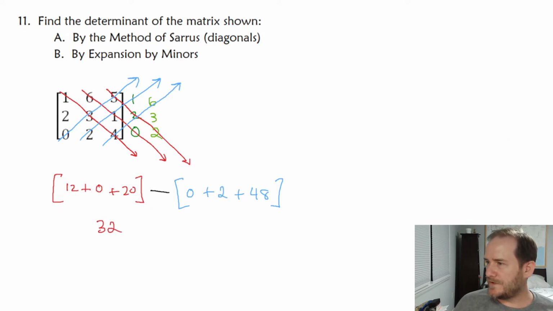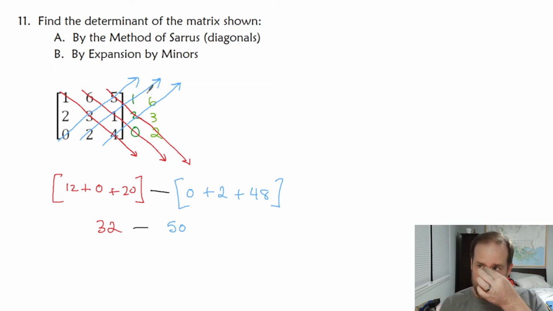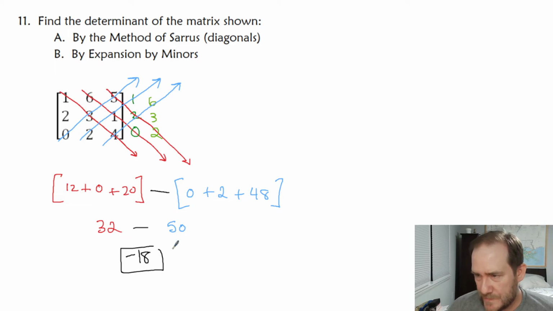The sum of all this stuff in blue is a 50. And we do want the difference. And it's perfectly fine for determinants to come out negative. That's not weird, that's normal. So this is negative 18. That's our determinant. And I think I already double checked that on the calculator, so I'm pretty confident that that's definitely right. So let's move on.